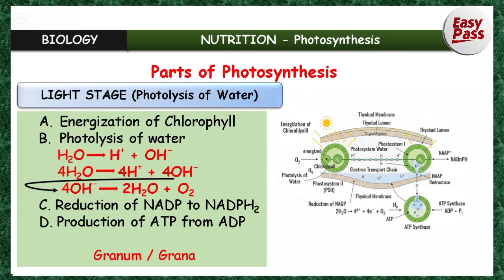Now the fourth part, which is the D part, is actually called the formation of adenosine triphosphate. That is production of ATP from ADP. ADP is adenosine diphosphate, while ATP is adenosine triphosphate.